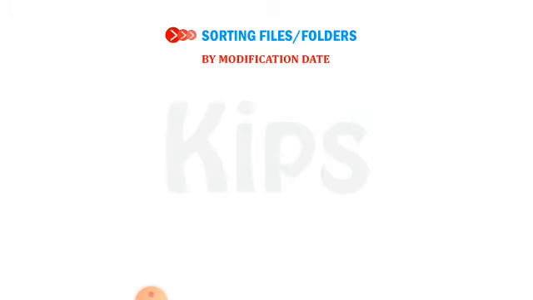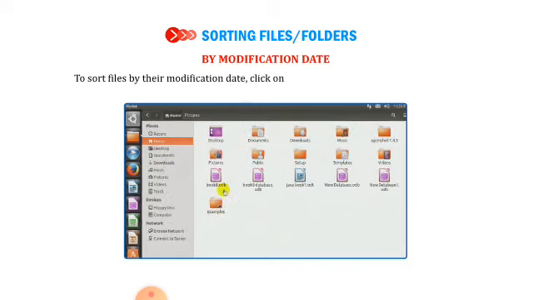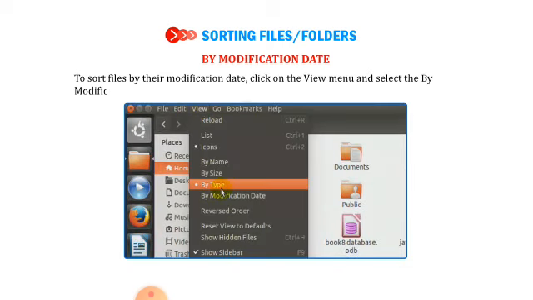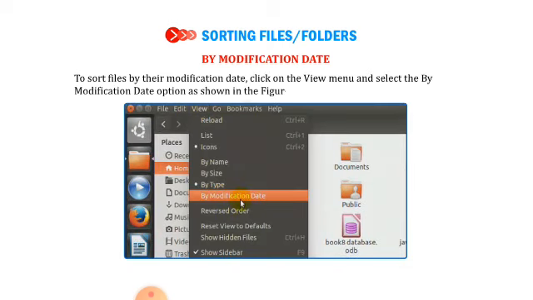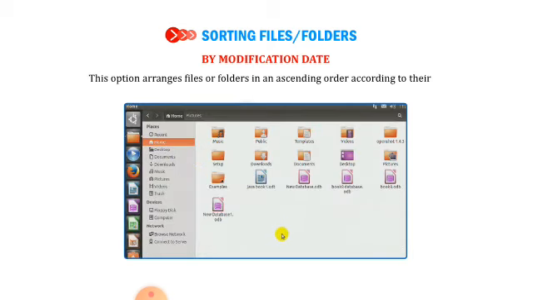By modification date. To sort files by their modification date, click on the View menu and select the By modification date option as shown in the figure. This option arranges files or folders in an ascending order according to their modification date.